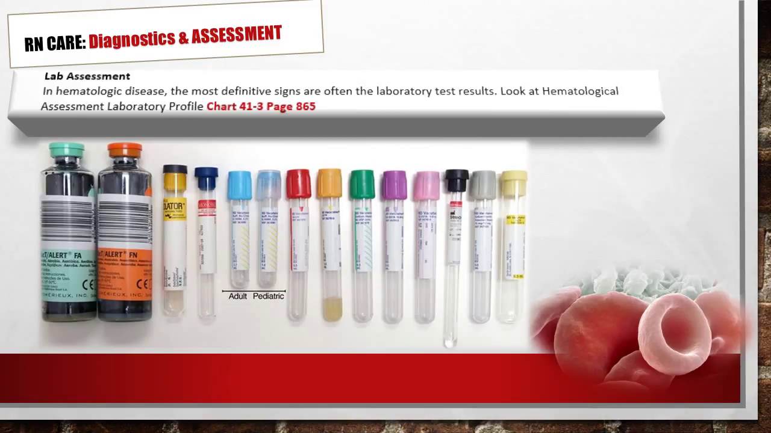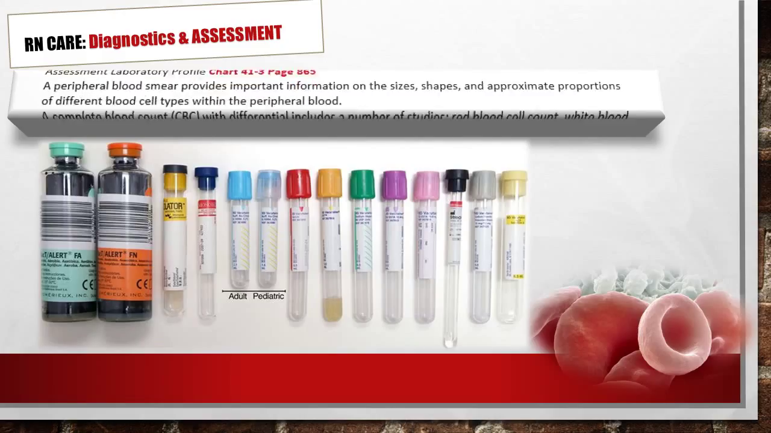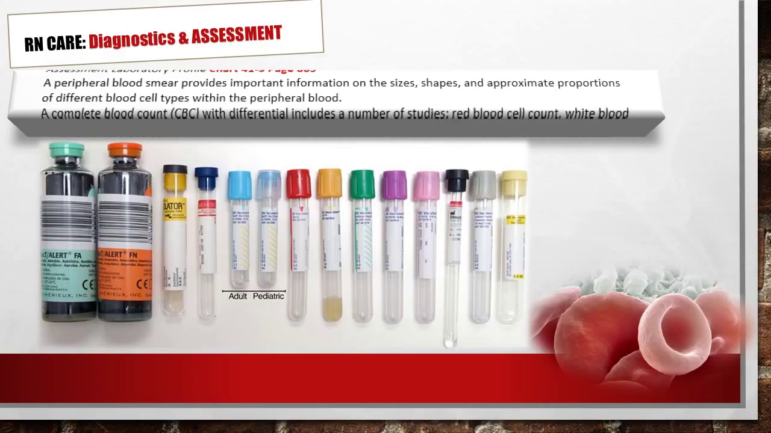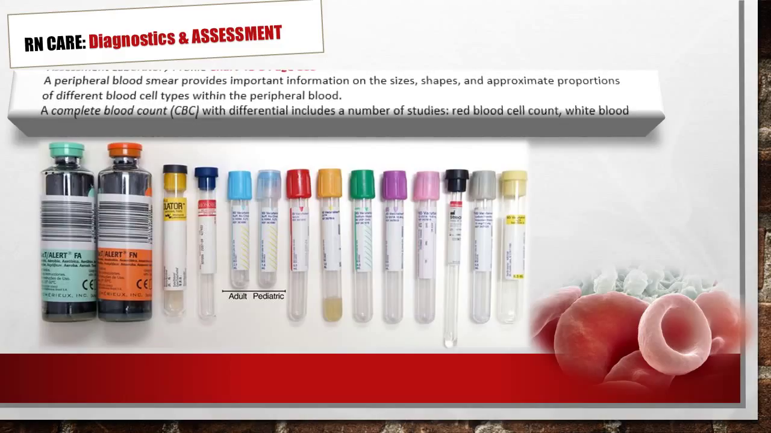Let's do a quick overview of lab assessment and what you need to know about labs. Remember that in hematologic disease, the most definitive signs are often in the lab test results. Look at the hematological lab assessment profile provided in your book so you can review what you want to look at. We know that a peripheral blood smear provides the most important information on the sizes, the shapes, and the appropriate proportions of the different blood cell types within the patient's peripheral blood.